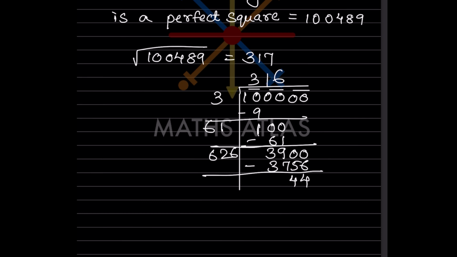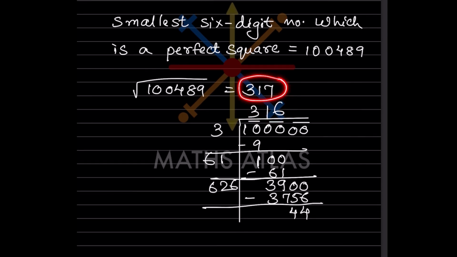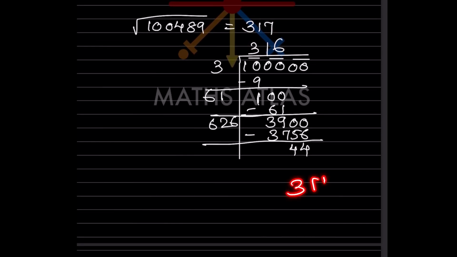So the remainder is 44. Now see here, this is a remainder. That means whatever we have taken, 100,000, is not a perfect square. So the next number after 316, the perfect square is going to be 317. So 317 into 317, that is the possibility.